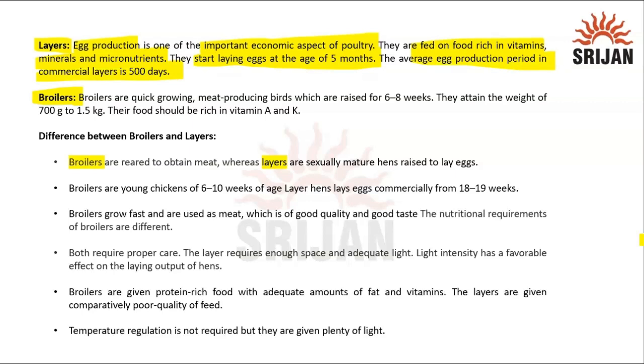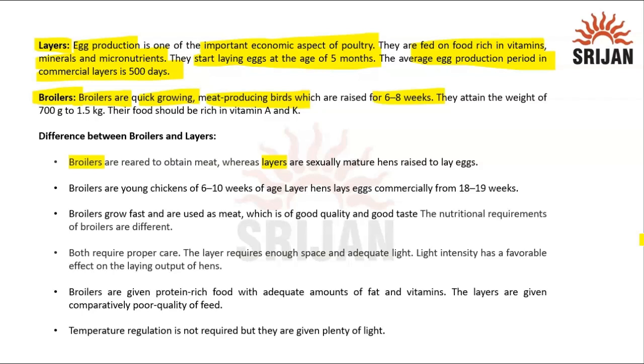It's not a continuous 500 days, but in between the 500 days you will get a lot of egg production. Now, if I talk about the broilers, they are quick growing and they are raised for meat production, as you know. And they are raised for just 6 to 8 weeks, which is around 1 to 2 months, or 2 to 3 months you can say, not more than that.